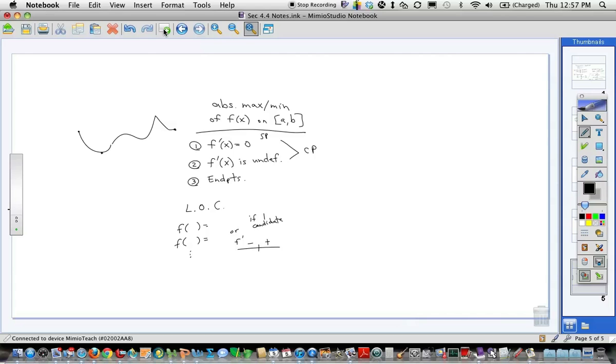In these problems, since they're real-life kind of story-like problems, you won't just be given the endpoints automatically. I mean, let me back up just a second.